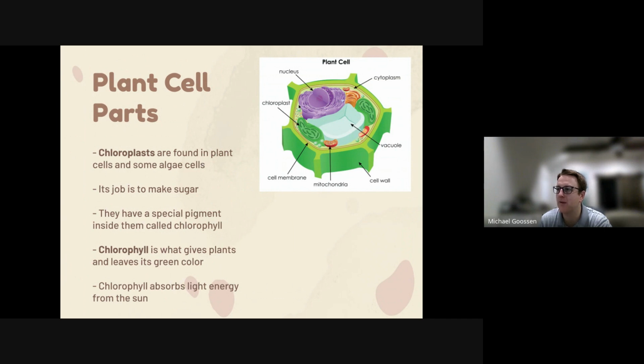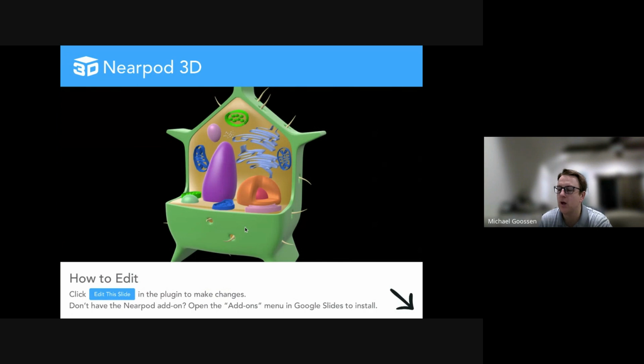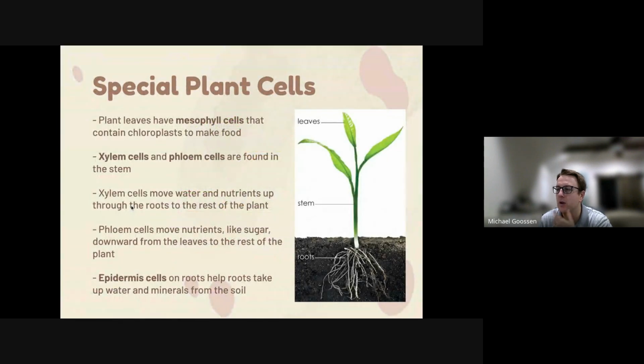Chloroplasts. So chloroplasts make food from sunlight, and chlorophyll gives plants their green color. And you could explore that in the Nearpod, explore what a plant cell looks like. So there are specialized plant cells, like we talked about blood cells and nerve cells, but plant cells also have some as well in the leaves, stem, and roots that have different jobs.